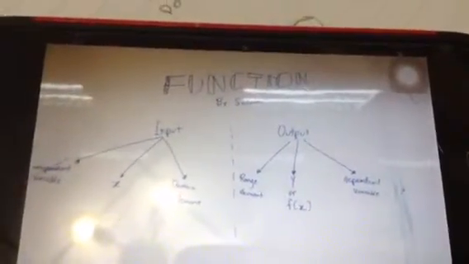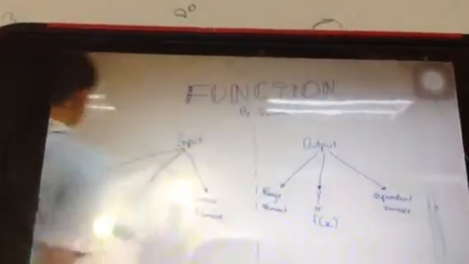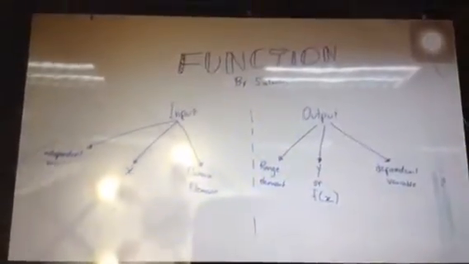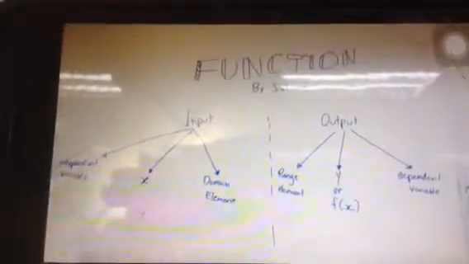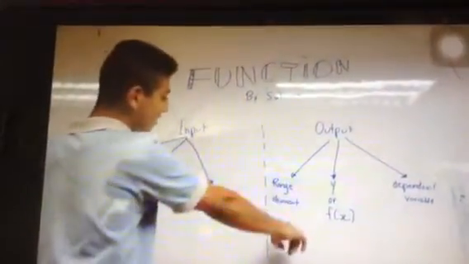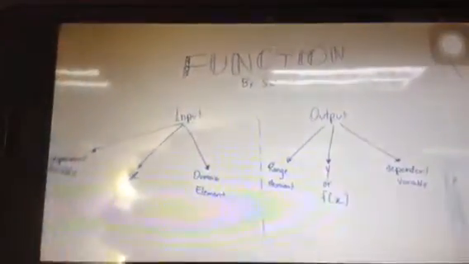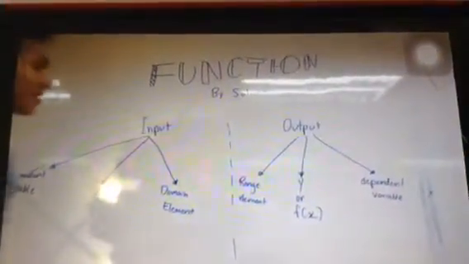A function has two elements, input and output. For each element, there are three names. For input: independent variable, x, and domain element. For output: range element, f of x, and dependent variable.